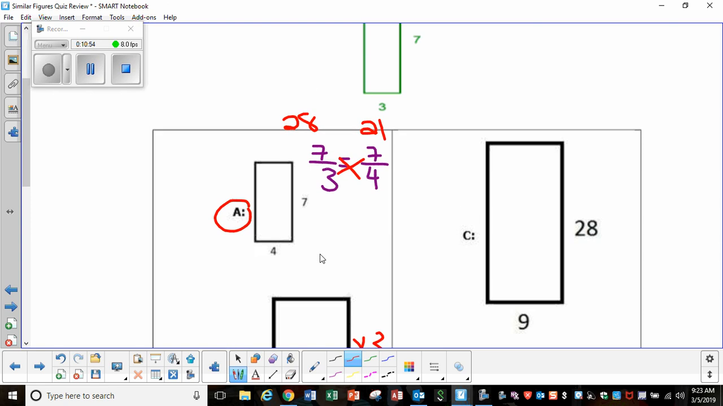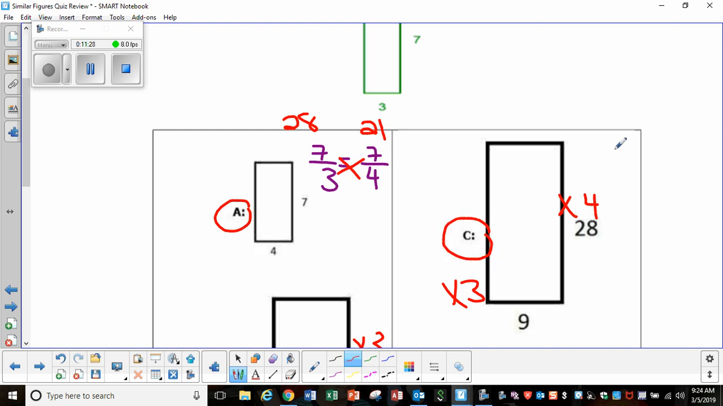All right, letter C. If I look at the relationship between 7 here, the height, and 28, it looks like it's times 4. 7 times 4 is 28. And if I look at the relationship between the base and the base, 3 to 9 is times 3. And so since the scale factor is not the same, for example here, 7 to 28 is times 4 and 3 to 9 is times 3, two different scale factors, 4 and 3, this is not similar. So I'm going to pick C.